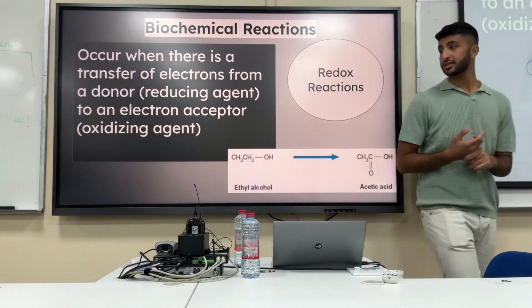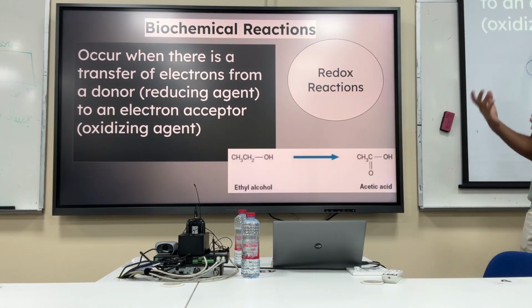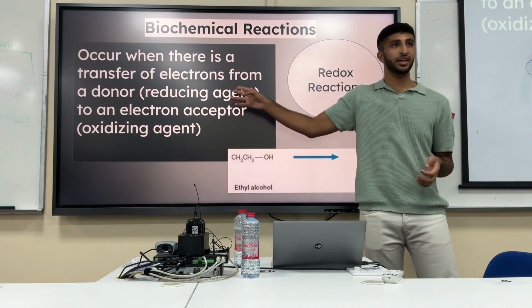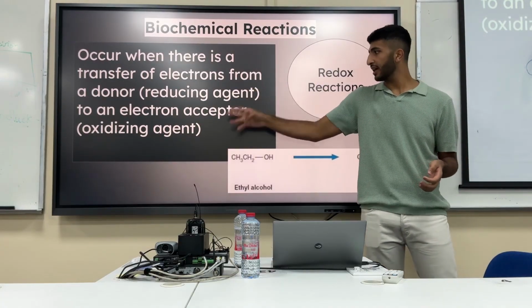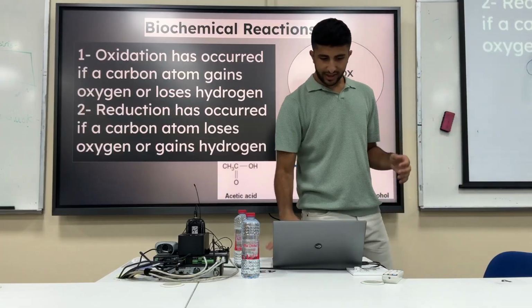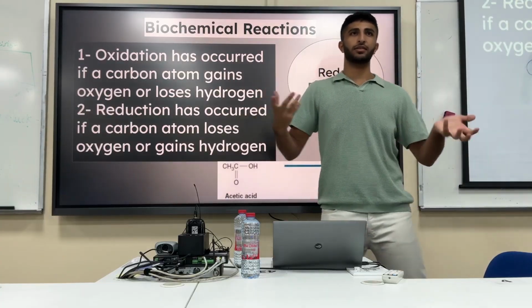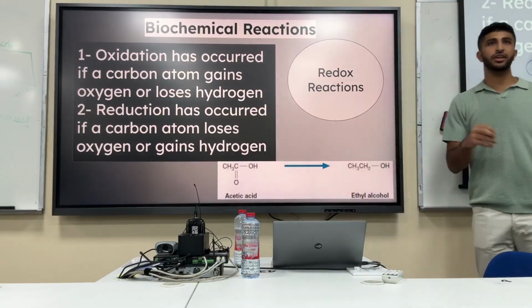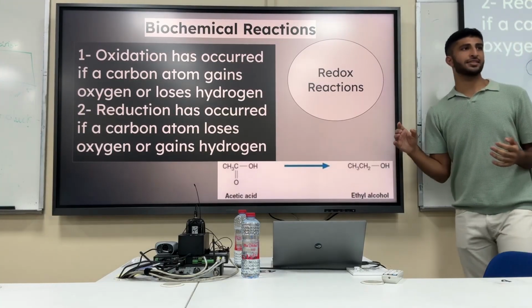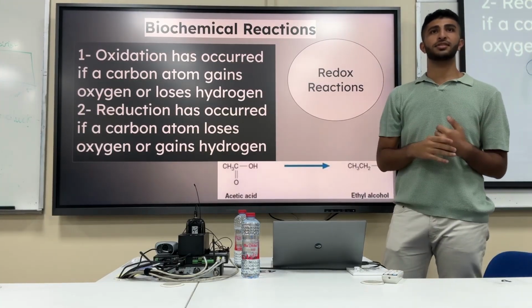Now, redox reactions. Redox reactions happen between a reducing agent and an oxidizing agent. What happens to the reducing agent? Oxidize. What happens to the oxidizing agent? Reduce. How can you find out if this is reduced or oxidized, without counting the electrons? The book actually answers that for you. Can you tell me what it is?